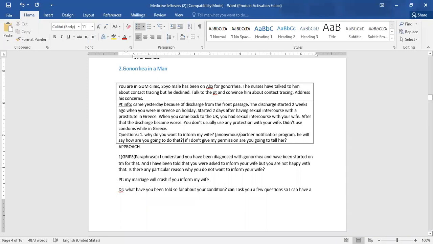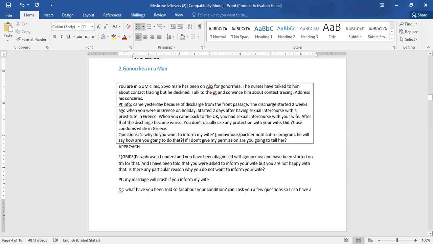You are in a genitourinary clinic, first of all. Secondly, this is a follow-up scenario, so you have to paraphrase. Well, I understand that you have been diagnosed with gonorrhea and you have been started on treatment for that. And I have already been told that you were asked to inform your wife, but you are not happy with that. Is there any particular reason why you do not want to inform your wife?